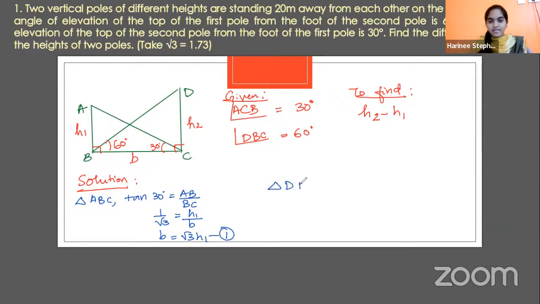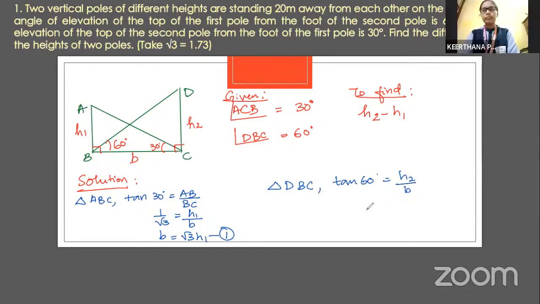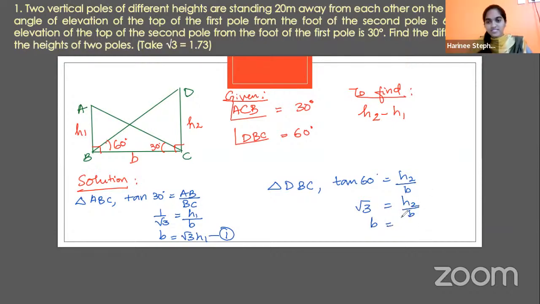Next, in triangle DBC, that is our second right angle triangle. In that, tan 60 is going to be H2 upon base. What's tan 60? Root 3. Very good. So root 3 is equal to H2 upon base, or base is equal to H2 upon root 3. Let this be 2. Done till here? Did you also get the same?